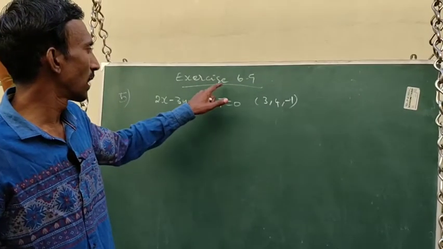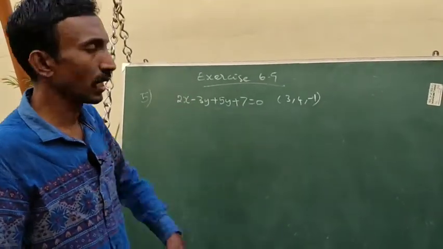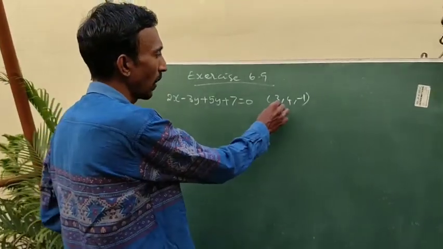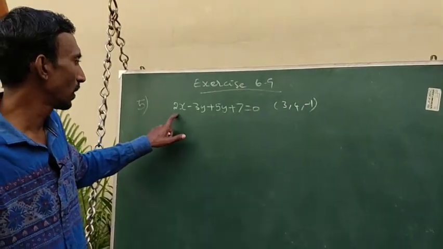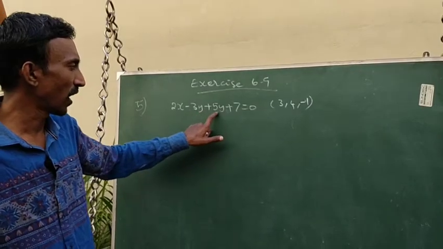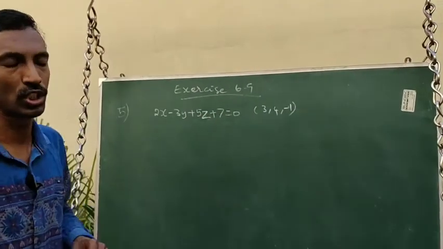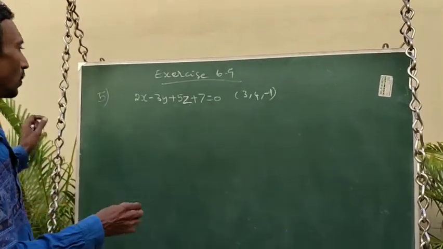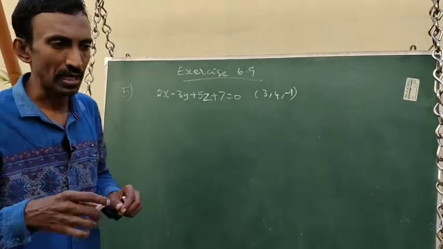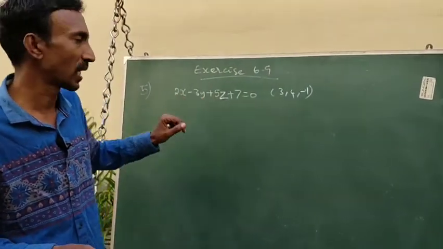Question number 5 in exercise 6.9. The question is, find the equation of the plane passing through the point (3, 4, -1) and parallel to the plane 2x - 3y + 5z + 7 = 0, and also find the distance between them. As already told, like straight lines, parallel planes differ only by constant terms.